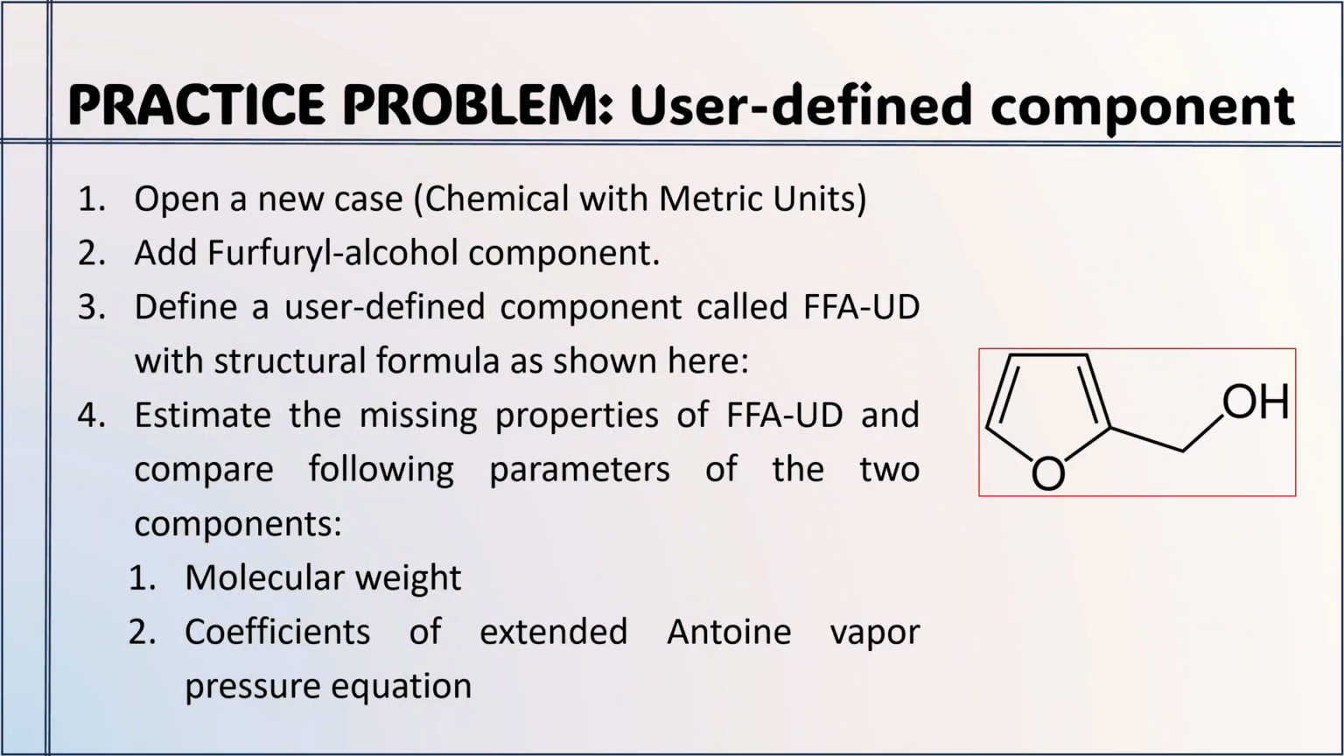For further practice regarding defining a user-defined component, I propose the following practice problem. Here you are asked to open a new case with a chemical with metric units. Add propyl alcohol in the component list, define another user-defined component called FFA-UD, and the structure formula of the user-defined component is given on the right. So you are asked to estimate the missing properties of the FFA-UD user-defined component and compare the following parameters of the two components: the molecular weight of the user-defined component with the molecular weight of propyl alcohol, and compare the coefficients of the extended Antoine vapor pressure equation.